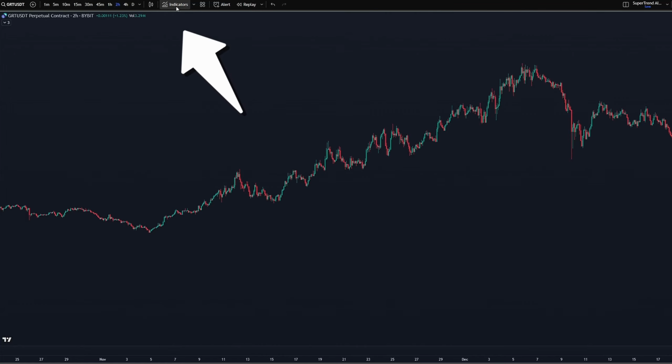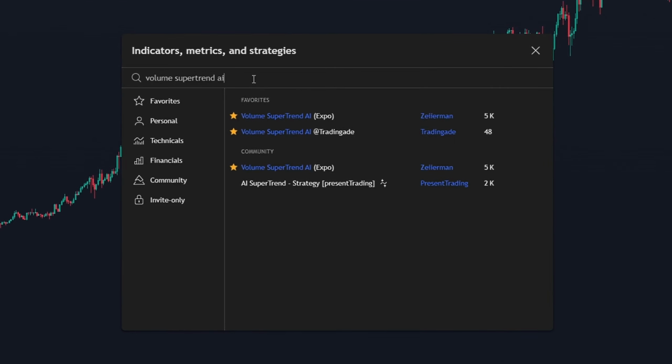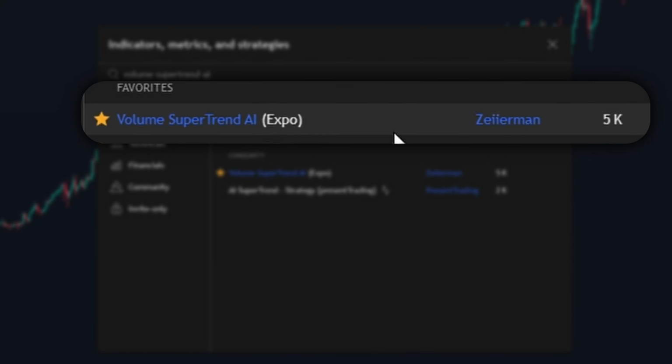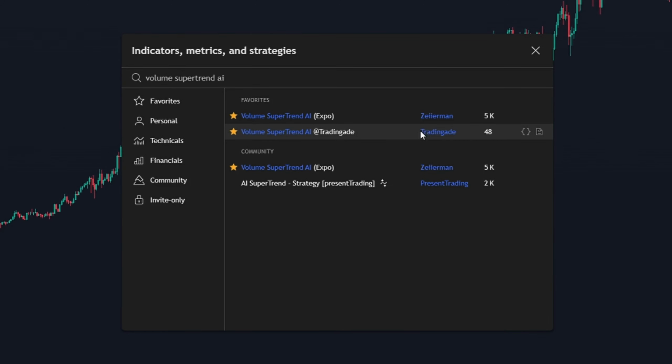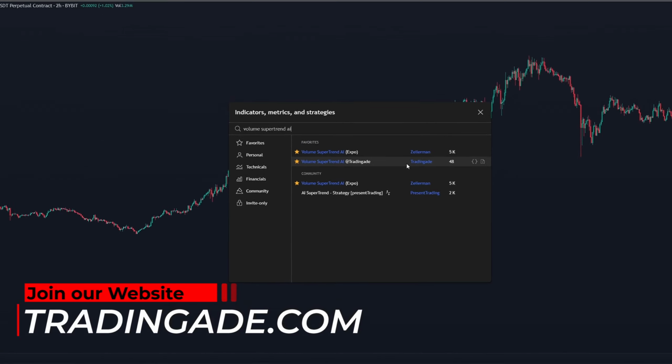Go to the indicator section and type Volume SuperTrend AI, and open this one by Zeiierman. I did a modified version with some minor tweaks. You can get it on our website by simply adding it to your favorites.